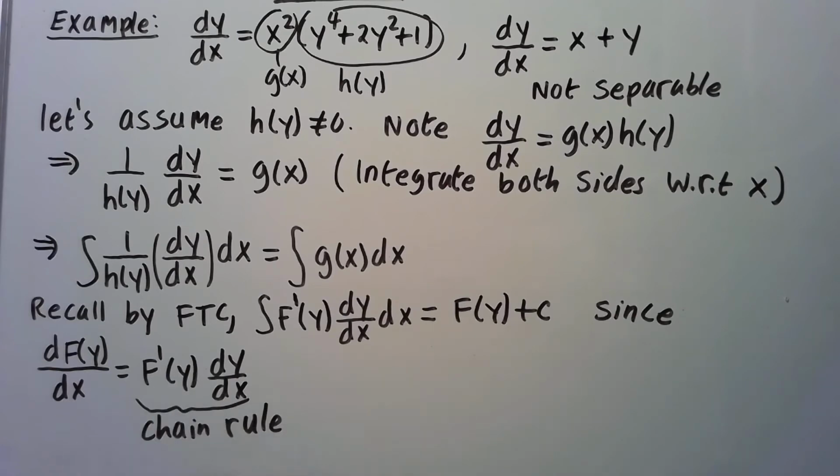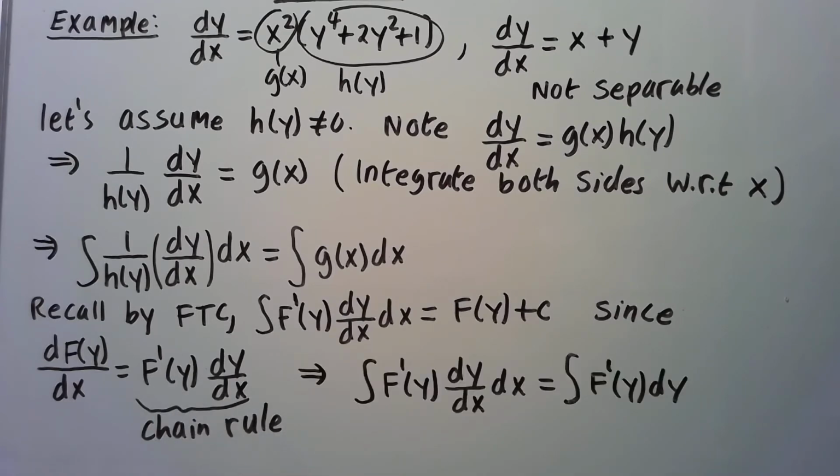So this implies then the integral of f prime of y dy/dx with respect to x. You can think of the dx's as cancelling, and it will equal just the integral of f prime of y dy. So I can apply that same reasoning now up here. You can think of those dx's as cancelling right here.